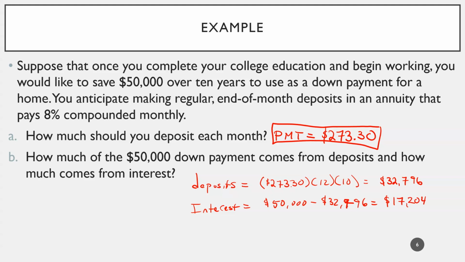All right, I hope this quick review helped for you. And we'll follow this up with another quick review talking about what's called a payout annuity, in the sense that, oh, I've saved all this money. Now, how much can I take out?